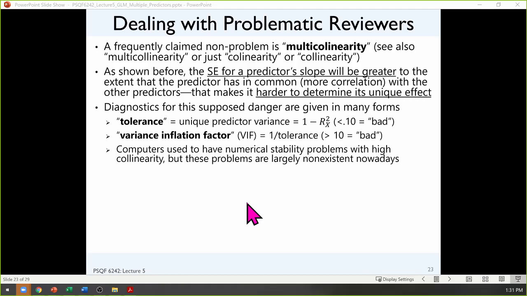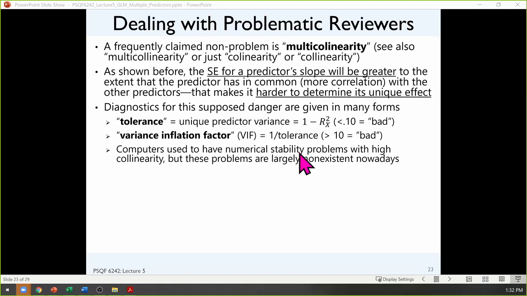So you may see statistics given in output for general linear modeling programs that give things like tolerance, which is the amount of variance in the predictor that is unique to the predictor, or variance inflation factor, which is a ratio of tolerance. This is not a thing. So I would recommend that in your response to reviews, I wouldn't quote Lisa Hoffman, Personal Communication, this is not a thing. They will not be swayed by that argument.